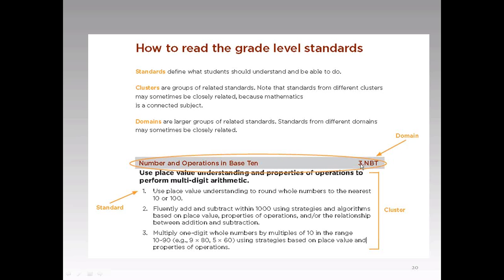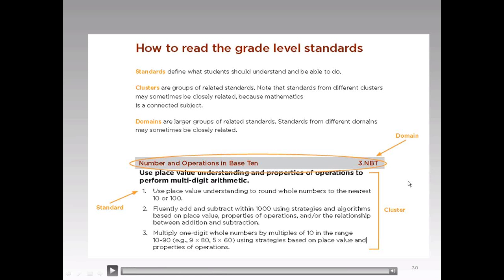So here is a domain, and that's NBT, number and operations in base 10. So numbers in base 10. Here's the standard, use place value understanding, etc. So there are 3 standards showing here. And the cluster is this heading that shows, in a sense, how all of the standards are related. Remember, it said that clusters are groups of related standards. So here is the cluster heading that shows the relationship of the 3 standards and the cluster in total and the standards that are related to one another under this heading. Okay? And that is in the front matter.